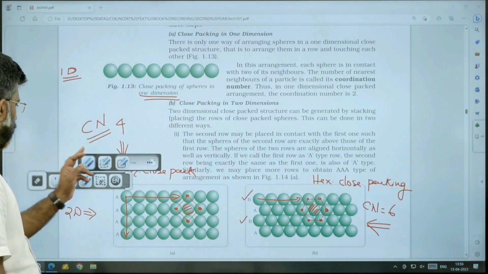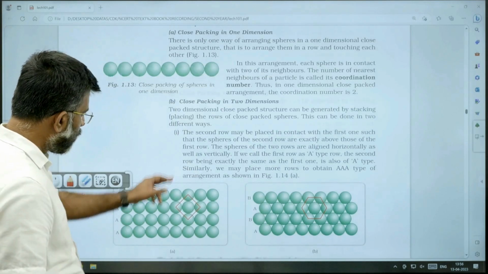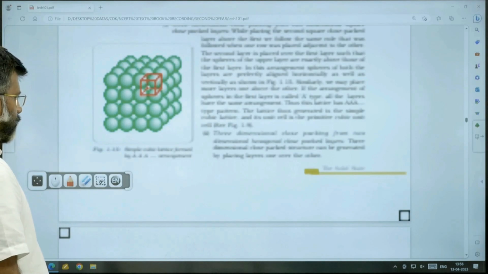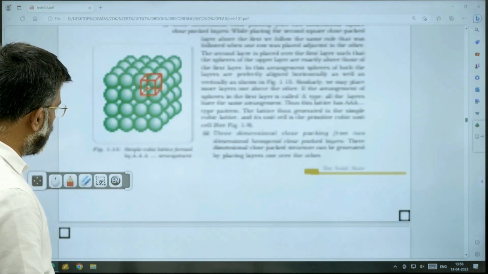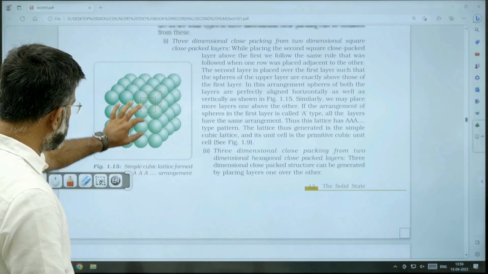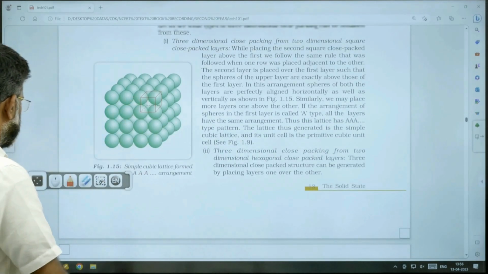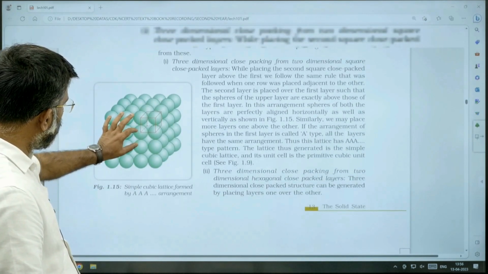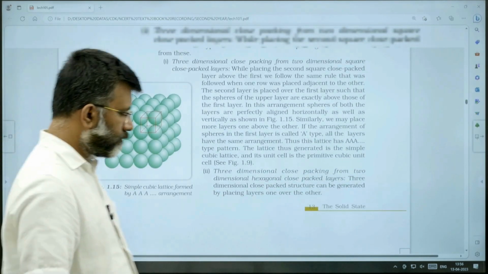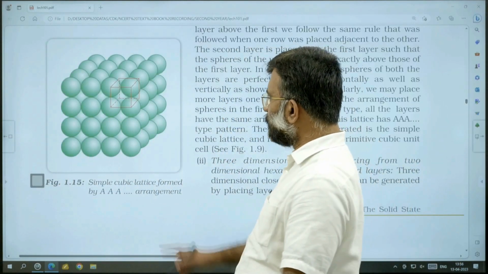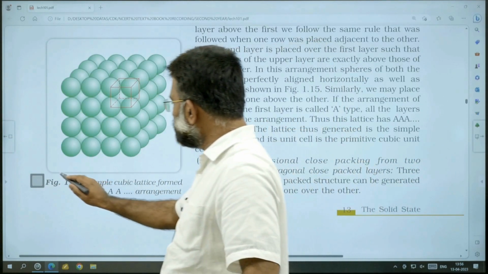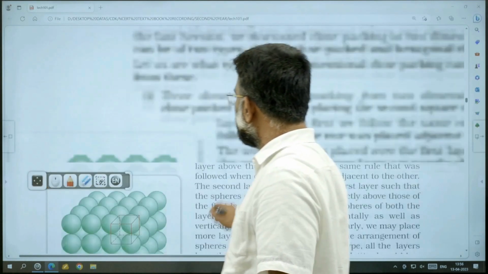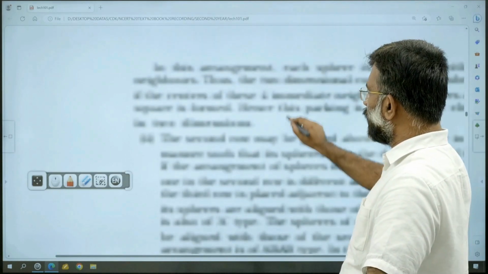How does the 3D arrangement come? Let's have a look. This is one 3D arrangement. We call it AAAA packing, the AA packing arrangement. In the AA packing arrangement, you can see this particular arrangement is repeated. The previous layer which we have seen is taken and put one over the other.